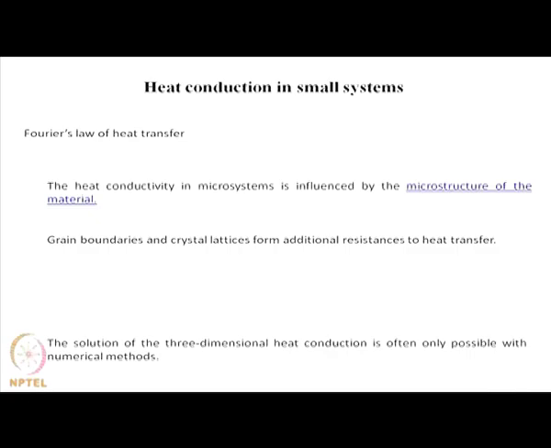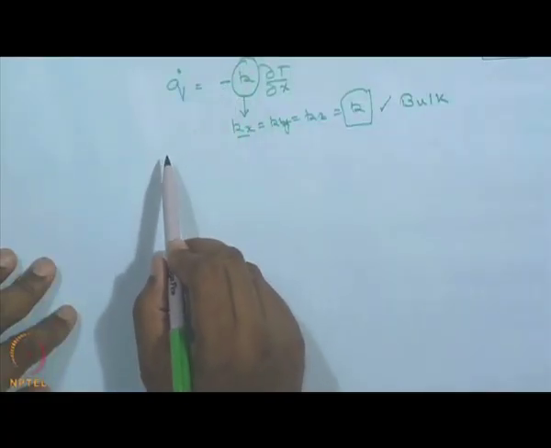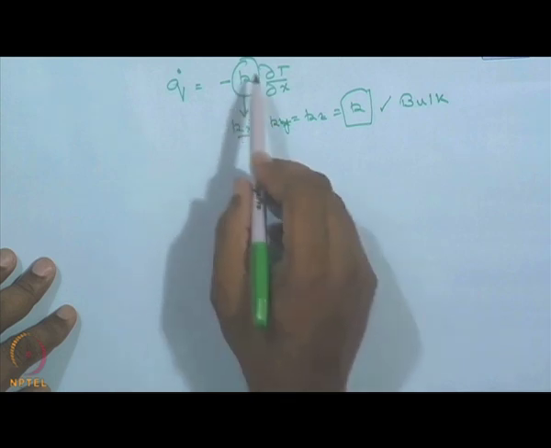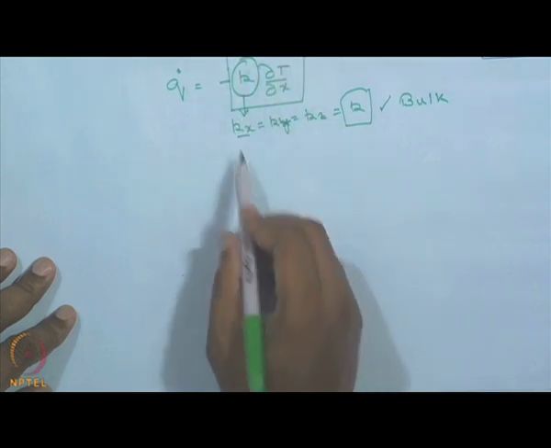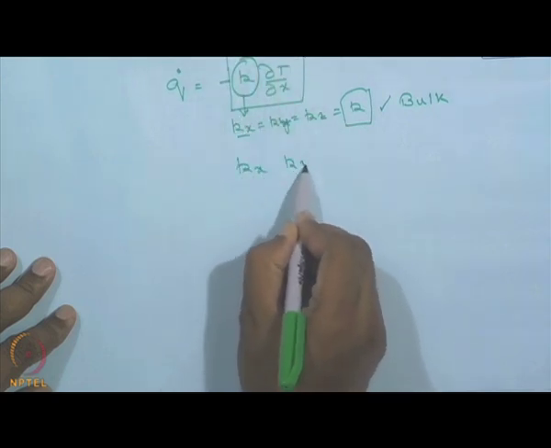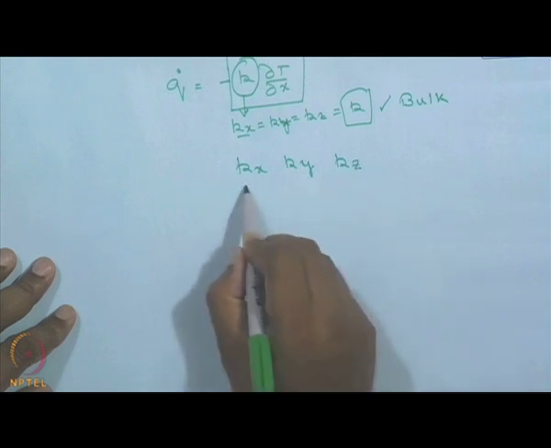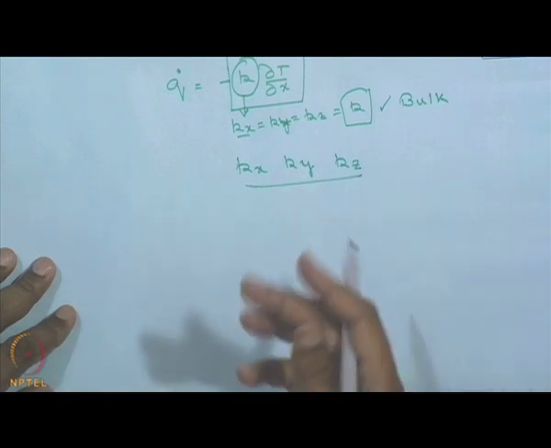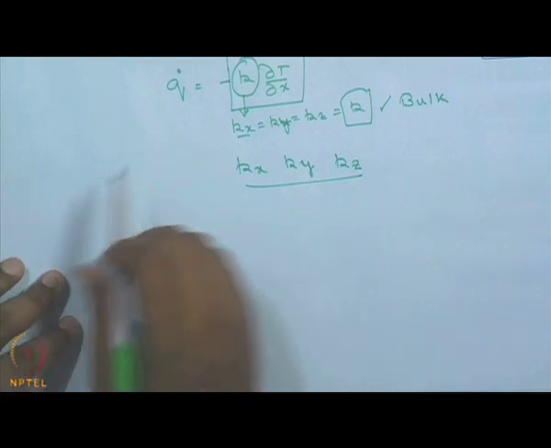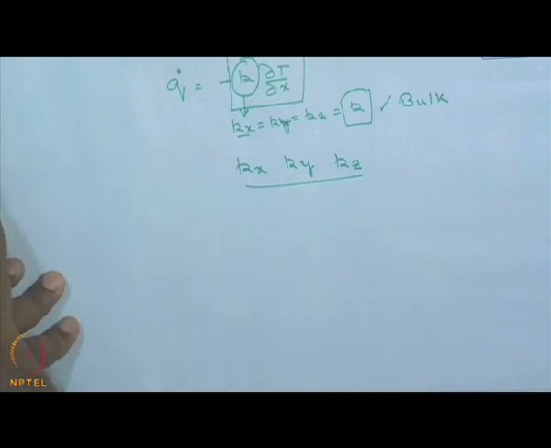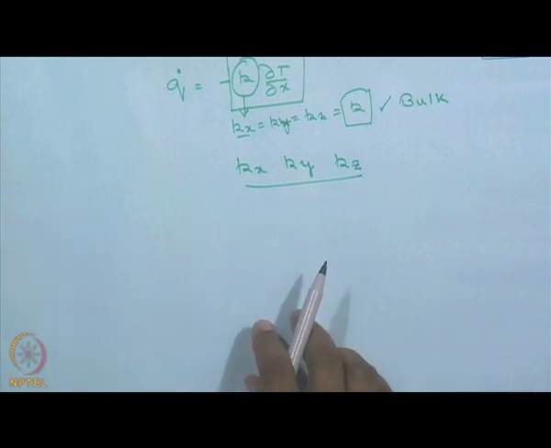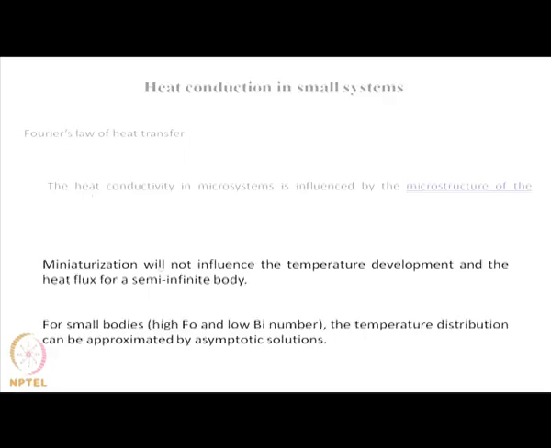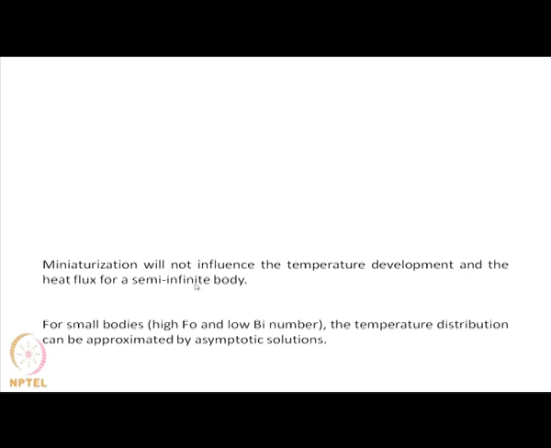So what you need to do then is the right form of Fourier's law would be the tensor nature, where the kx, ky, kz, etc. will be allowed to vary, and they are going to be functions of position. And the solution of this three-dimensional heat conduction equation is often possible only with numerical methods. So Fourier's equation of heat transfer has to be expanded to the tensor notation with the heat conductivity tensor.